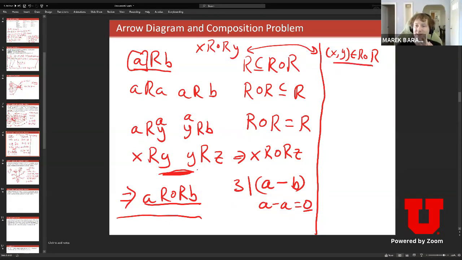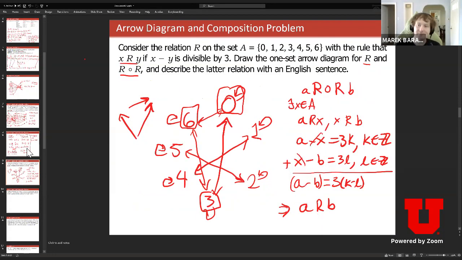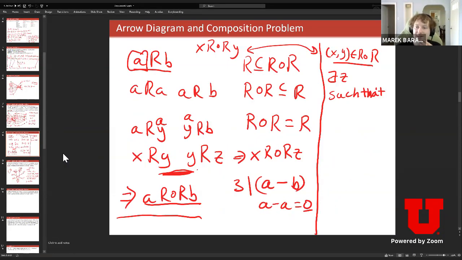So this means that there exists a z such that, what did we name our set? A, yeah. So there's a z in A such that x is related to z and z is related to y, which means that 3 divides x minus z and 3 divides z minus y.